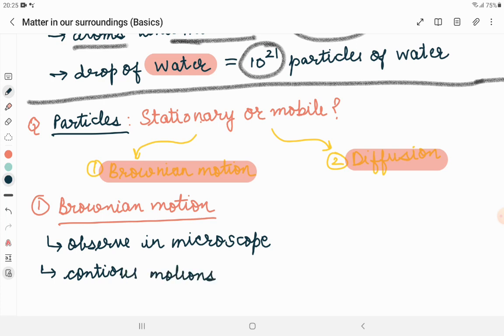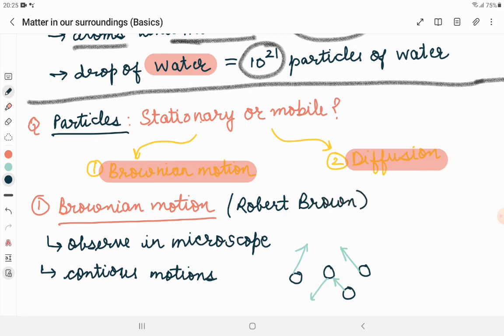What does this mean now? They show continuous motion. Like if there are some particles, one particle is going here, one particle is going here, one particle is going there. Individual particles are showing continuous motion. This is the basic thing, and this motion was first discovered by a scientist, Robert Brown, who discovered that these particles, when observed under a microscope, are in continuous motion.